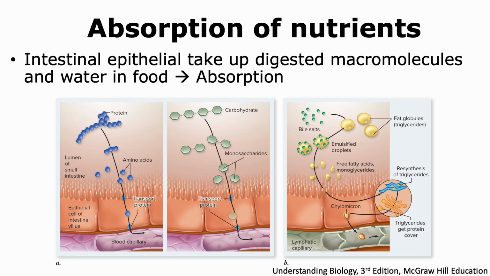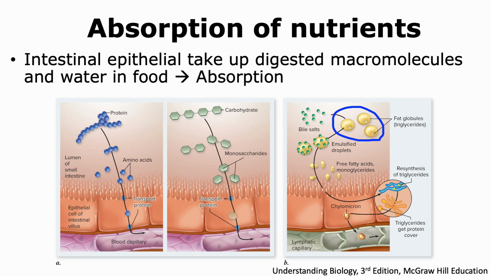Once these macromolecules, like proteins, are broken down into oligopeptides or amino acids, they can be taken up by the epithelial cells or the enterocytes that are present in the intestinal wall. This is the process of absorption. The way we see this happening for the amino acids, similarly, carbohydrates are broken down into oligosaccharides or monosaccharides and are taken up by the intestinal cells.